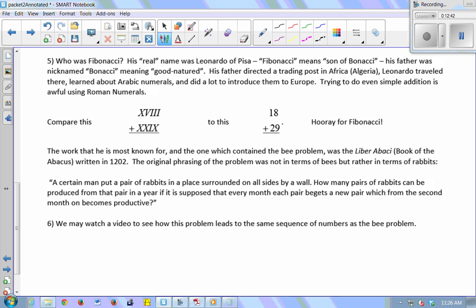But that was a really important contribution that he made. But the work that he's most known for is a book that he wrote called Liber Abaci. And in that book was a problem about rabbits. And this is the wording of the problem. A certain man put a pair of rabbits in a place surrounded on all sides by a wall. How many pairs of rabbits can be produced from that single pair in 1 year if we suppose that every month each pair produces a new pair, and they grow to maturity in 1 month, and then they start producing new pairs of bunnies.